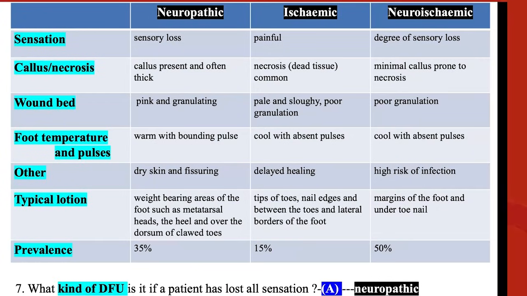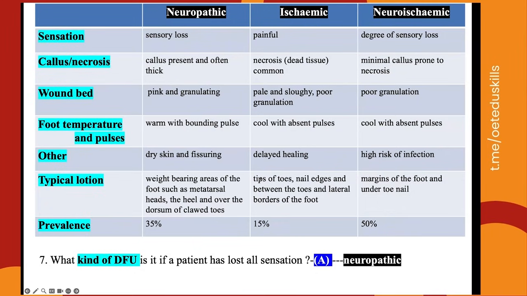Next one, 7th one. What kind of DFU is it if a patient has lost all sensation? Sensory loss, sensation. When you have sensation here, you have to go to sensation, right? You should be just skimming through these concepts. Lost all sensation, which type? Neuropathic. When you skim, you have to concentrate only on these 3 things and the concepts here. Then immediately you get it there.